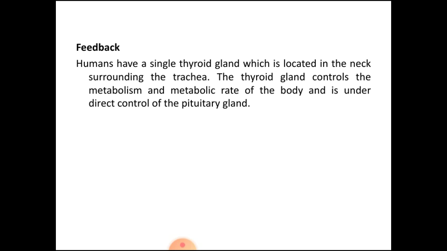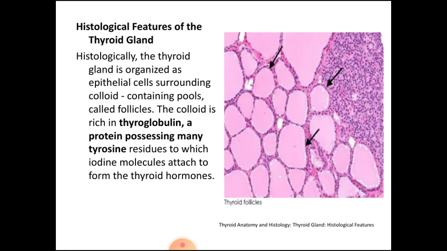Here in feedback, humans have a single thyroid, as I mentioned, and surrounding the trachea, the thyroid gland controls metabolism and metabolic function or metabolic rate under the control of the pituitary and hypothalamus gland. So we go on into the histological features of the thyroid gland.